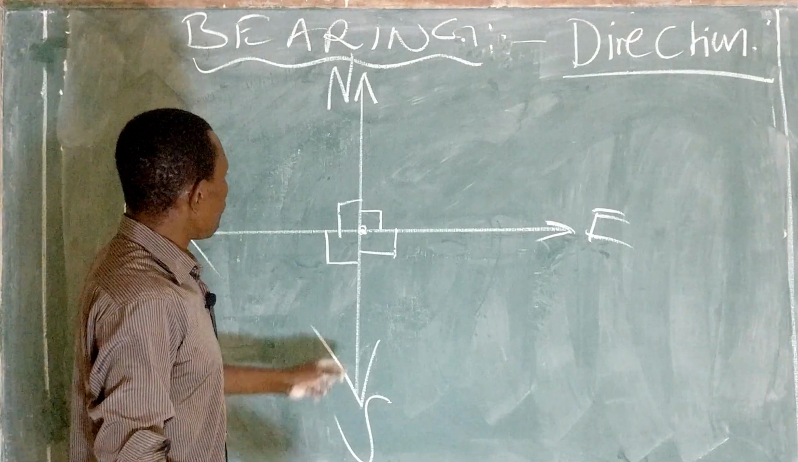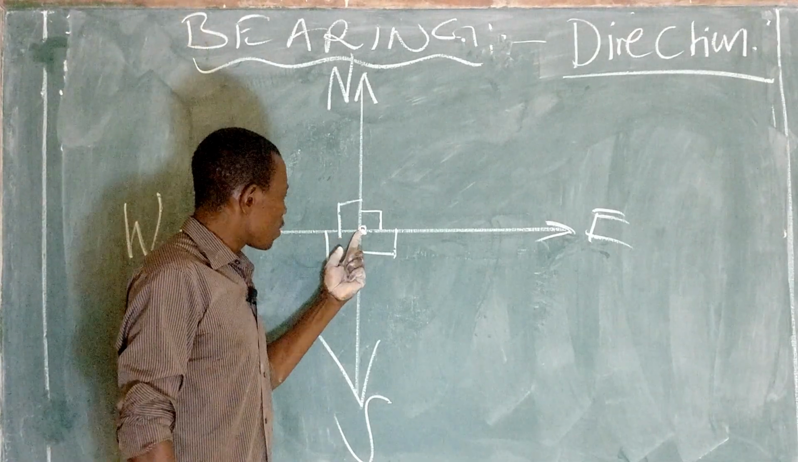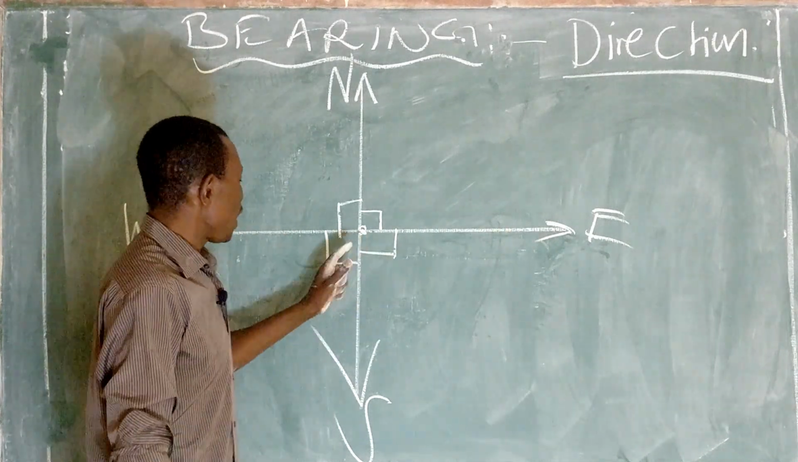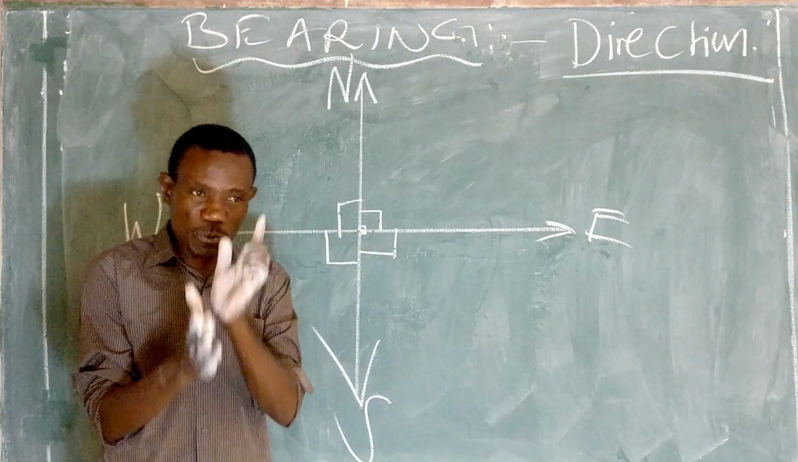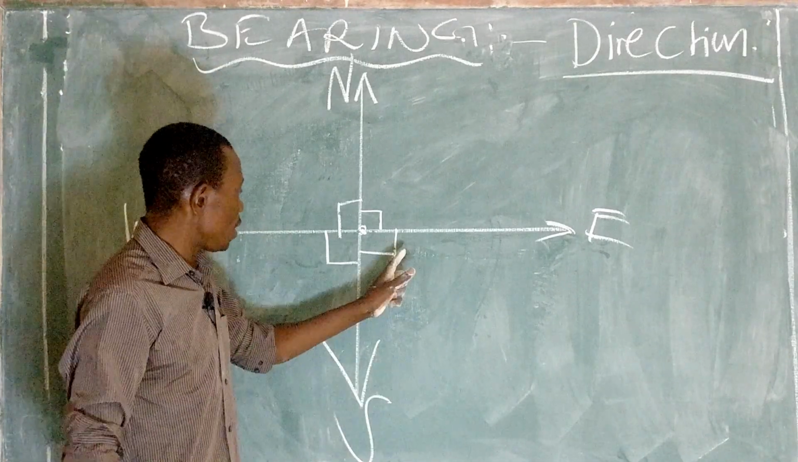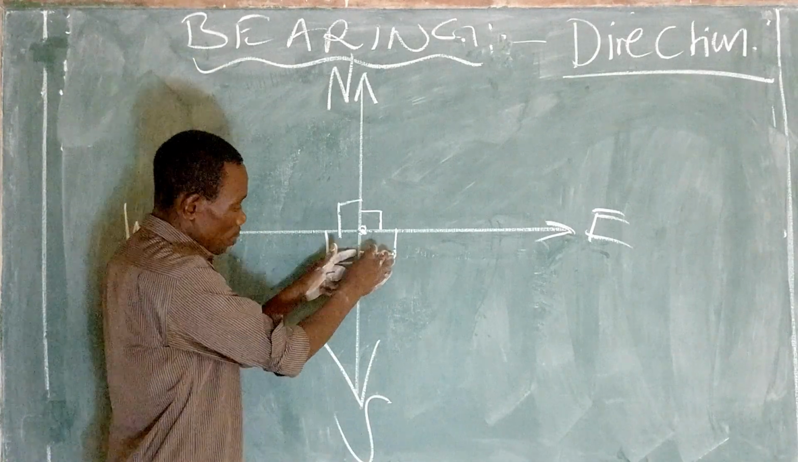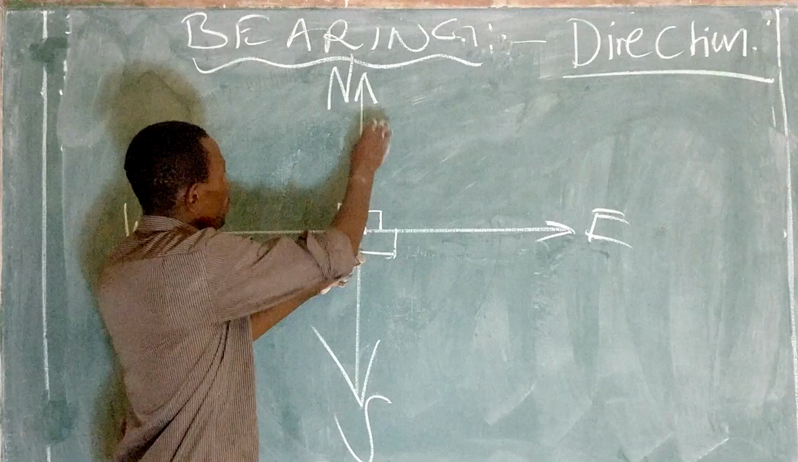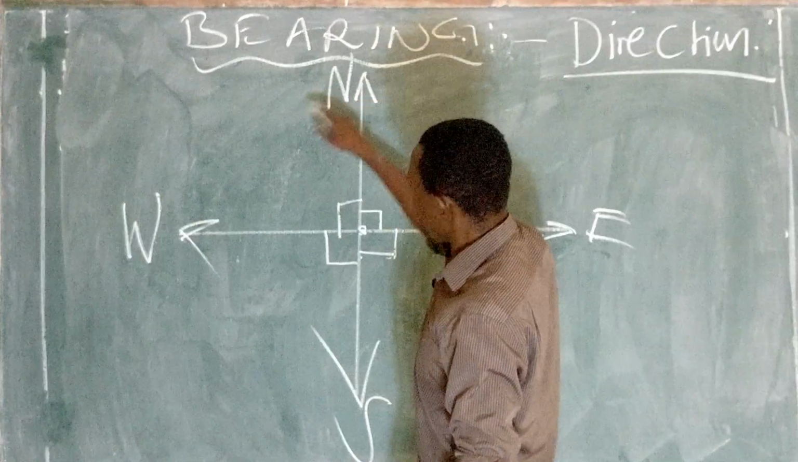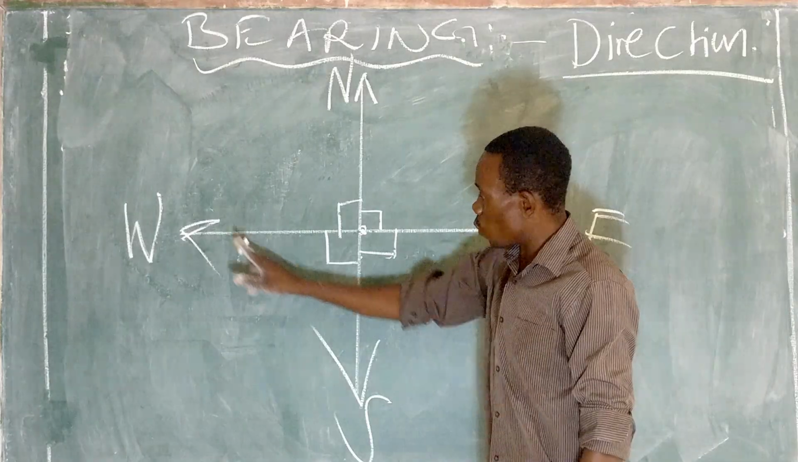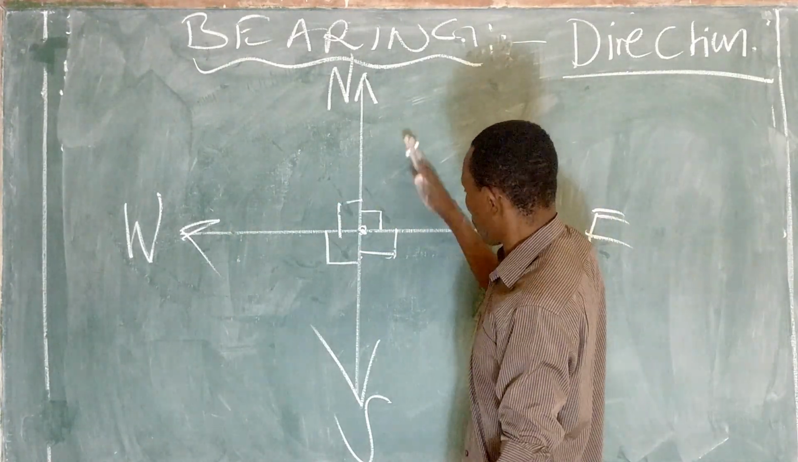But sometimes I'm not going straight along that line. I'll be talking of, say, within the 90 degrees. Within this 90 degrees it can be between south and east, or between north and east, or between north and west, or south and west, in between these right angles there.